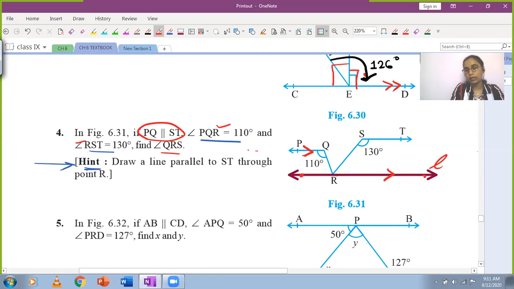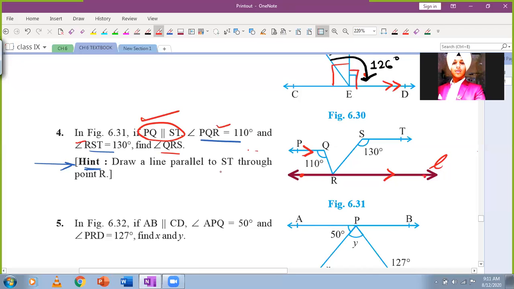So we are going to draw a line through R. Let the line's name be L, and this line has been constructed in such a way that L is parallel to PQ or L is parallel to ST. You need to write down one of the two things. And then line L will automatically be parallel to the second line in the pair given to you.